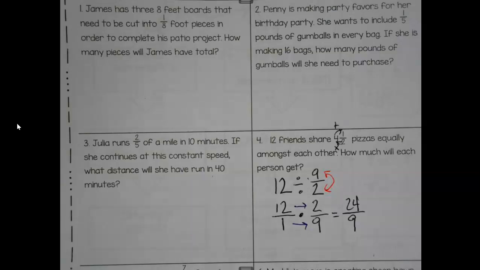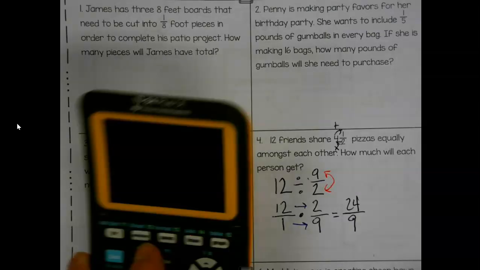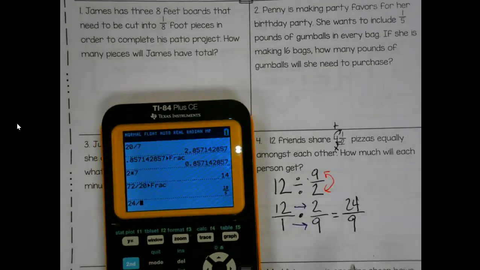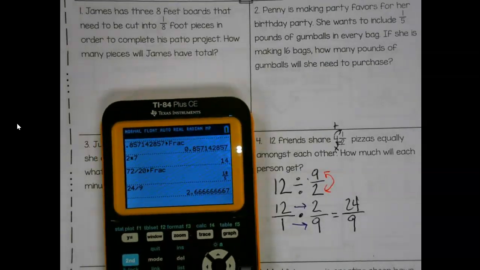That's why I'm looking and I'm like, wait. Oh! Uh-oh. Now wait a minute. Let's think about this. Hang on. Something doesn't seem kosher here. Does it make sense that each person or each friend is going to get over 2 whole pizzas to themselves? Something doesn't seem right here. What happened? What did I do wrong?